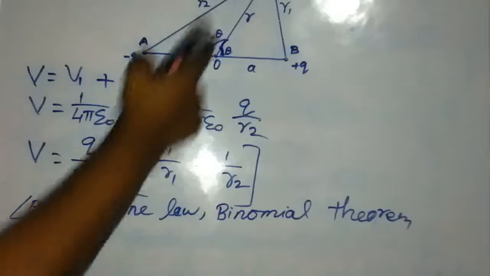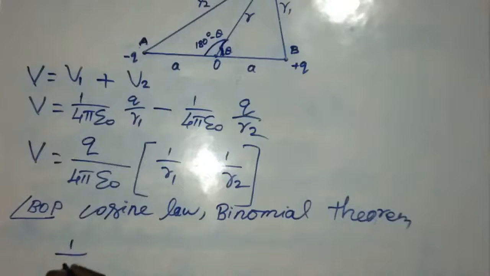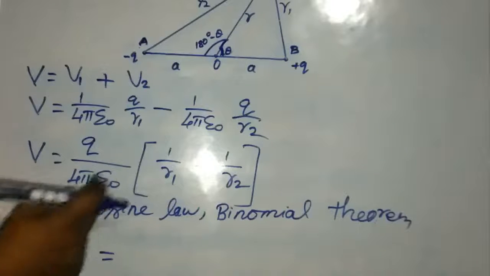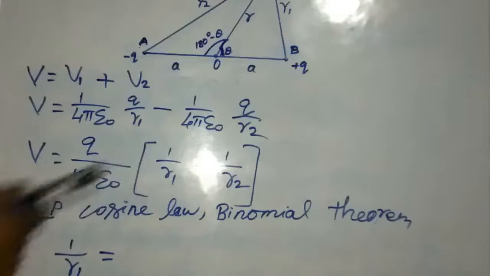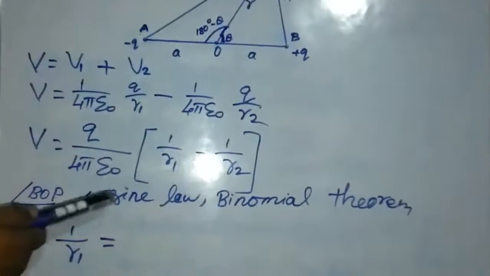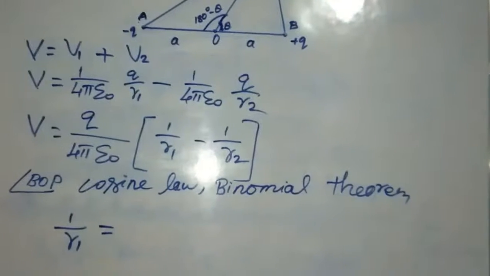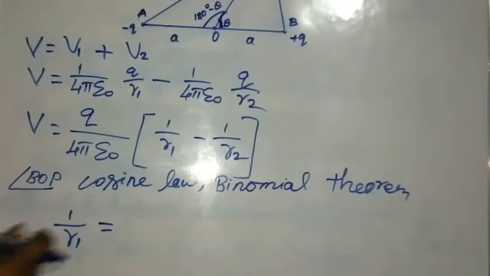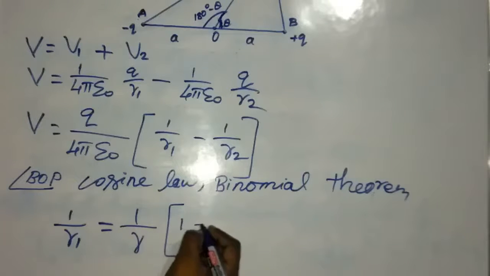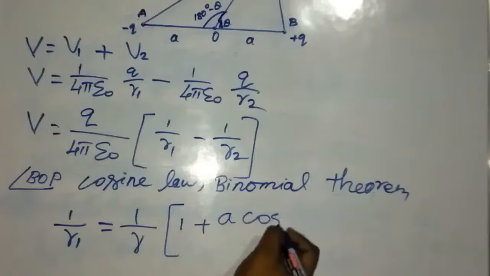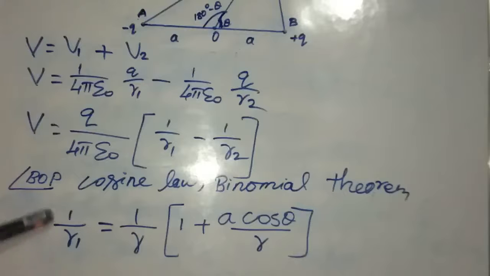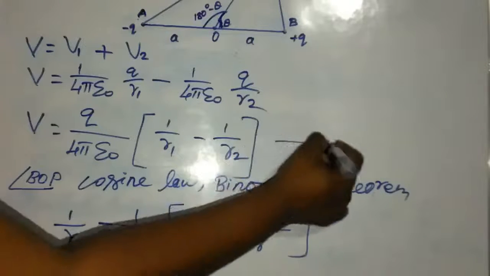Memorize this formula. The value of 1 by R1 we found from triangle BOP using the cosine law and binomial theorem. The formula is 1 by R1 equals 1 by R into 1 plus a cos theta by R. This is the formula for 1 by R1. So this is equation number 3.